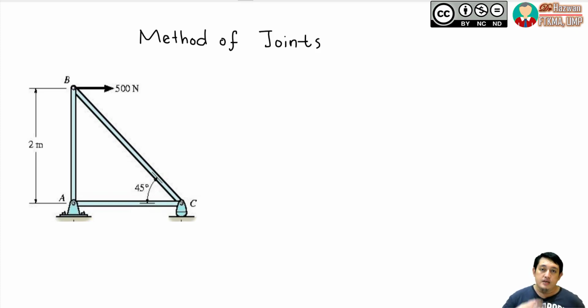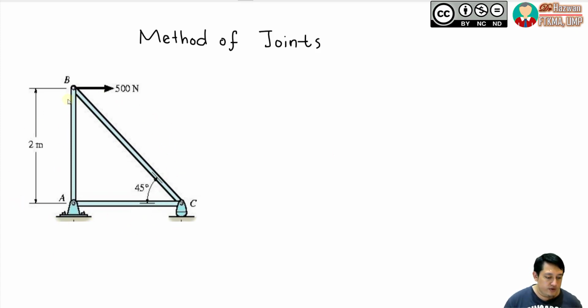Okay, so in the previous lecture we've talked about how the force in a member can be a tension and can be a compression. Now we are going to look at a method that can help you to calculate or determine the force inside those members. The first method here is the method of joints. So let's refer back to the previous figure, which is this truss here.